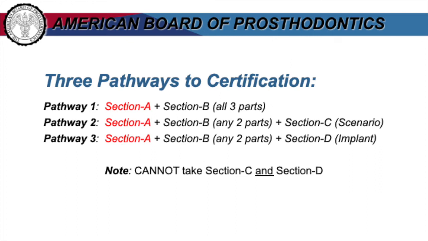The board is happy to release a scenario that will give you an example of a real-life test. As you know, there is a Section A, which is a written exam, Sections B and D, which incorporates your clinical presentations, and Section C, which is the scenario exam. You can opt to do the scenario with any two parts of Section B. However, you cannot take both Sections C and D to satisfy requirements of certification by the American Board of Prosthodontics.